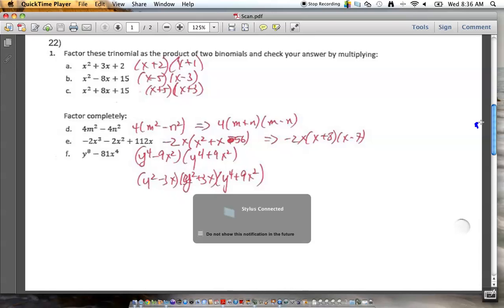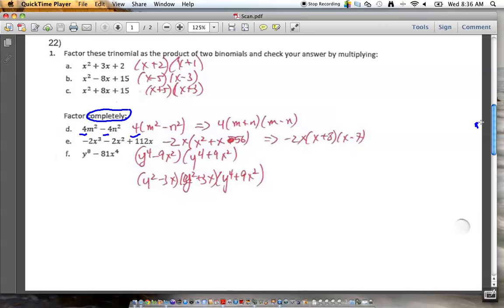Okay, so I think when you look at letter D, it's pretty obvious that they share a 4 in common. So you factor out that 4 and you're left with m squared minus n squared. The step that you have to take is to look at m squared minus n squared and say, how do I break that down? Because when you see the word "factor completely," it always should translate in your mind into 2 steps. The first step is to pull out the 4. But then you're going to need to factor m squared minus n squared. And that's a difference of 2 perfect squares situation. You can square root both of them, and that gives you m plus n and m minus n.